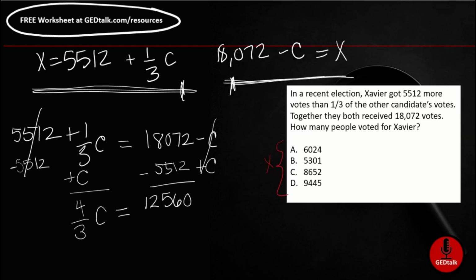So let's write that down. Bring our equal sign down. So now I have 4 over 3 times C, which is the other candidate, equals 12,560. And I'm going to do the inverse, which is 3 over 4 on the left, and this will cancel that out. So now we're left with C equals, and I'm going to do the same thing over here. I'm going to multiply by 3 over 4.